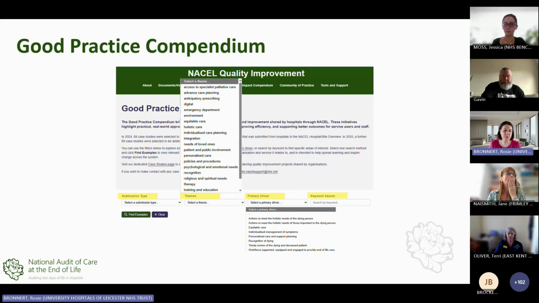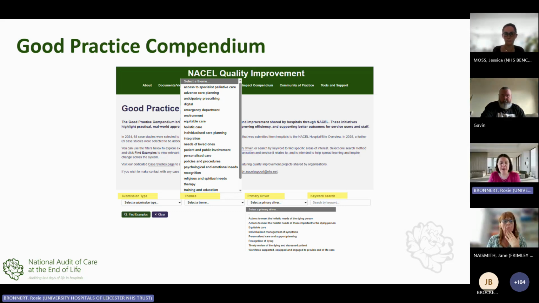Okay, so we're going to talk about the Good Practice Compendium and try to have a bit of a think about how we can use it for local improvement. Hopefully some of you will have had a little foray into the Good Practice Compendium, but there are lots and lots of really fascinating examples in it.